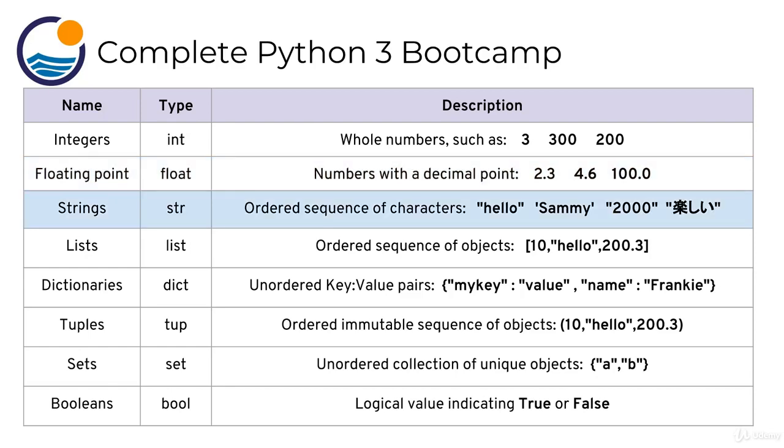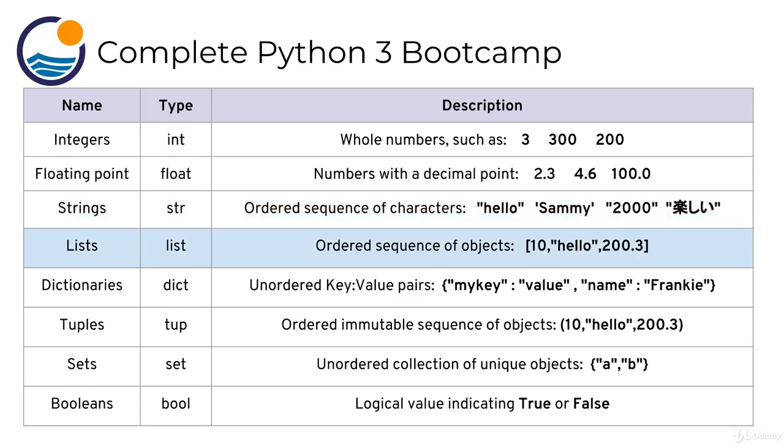Then after that, we have strings, and strings are an ordered sequence of characters. You can think of these as just kind of words, but you should also note they can be numbers as well as foreign characters inside of a string. The main thing that denotes a string is that it has either double quotes or single quotes. Here we can see we have hello in double quotes, Sammy in single quotes. We have the digits of 2000 inside double quotes. That makes it a string. It's no longer just an integer because it has double quotes around it. And then you can also see we have some Japanese characters inside double quotes.